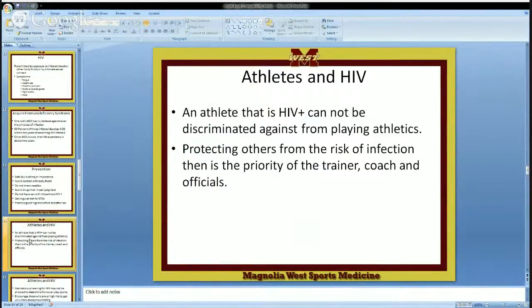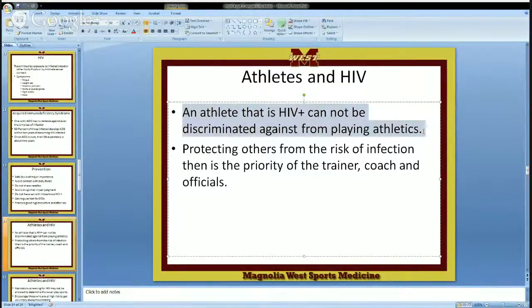Athletics. You need to know this slide, all right? An athlete that is HIV positive cannot be discriminated against for athletics, and you need to protect others from infection. That includes your trainer, your coach, and your officials. So both of those bulleted points will be on your test.